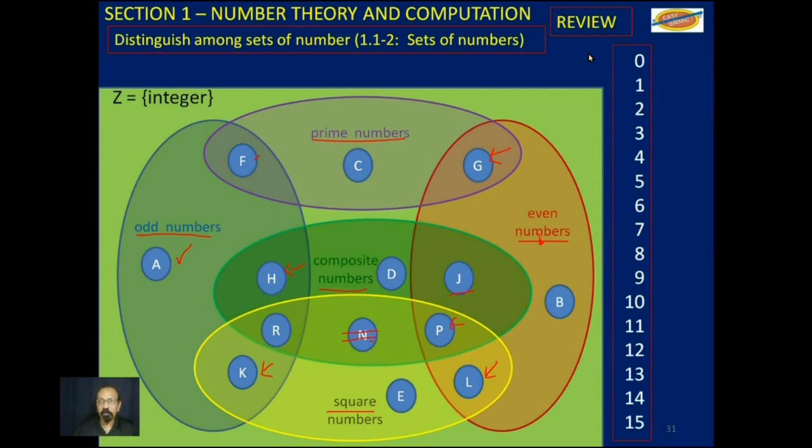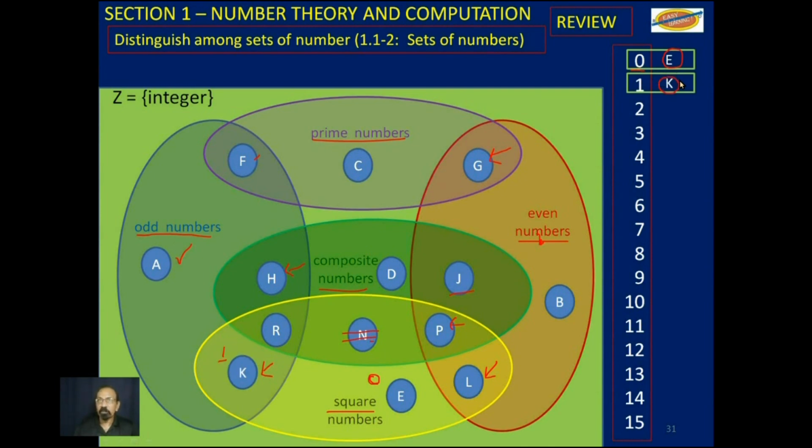So let's look at these first 15 numbers here and see where we can place them. 0. Where do we place 0 here? Now we said 0 is a square number, but it's not a composite number. So we will place it at E. So 0 goes here at E. 1. 1 is a square number, and it's an odd number, but it's not a prime number. So it's square and odd. So 1 goes at K. 1 goes there.